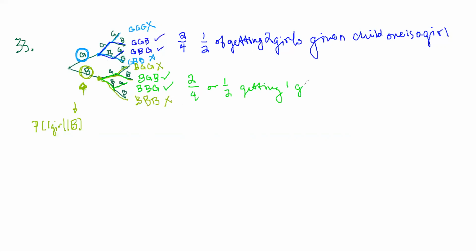Getting 1 girl given child 1 is a boy. Okay. All right. So that's another example of using a tree diagram to think about these kinds of problems.